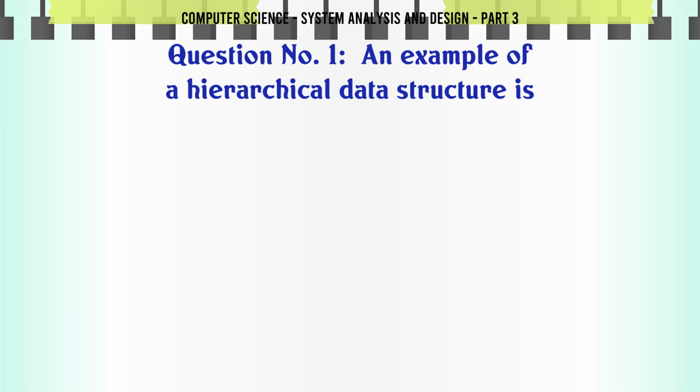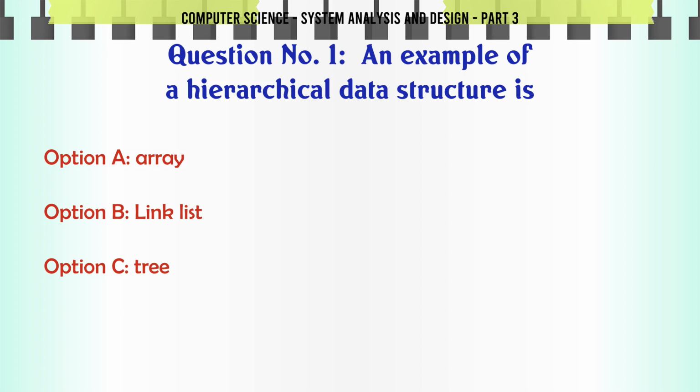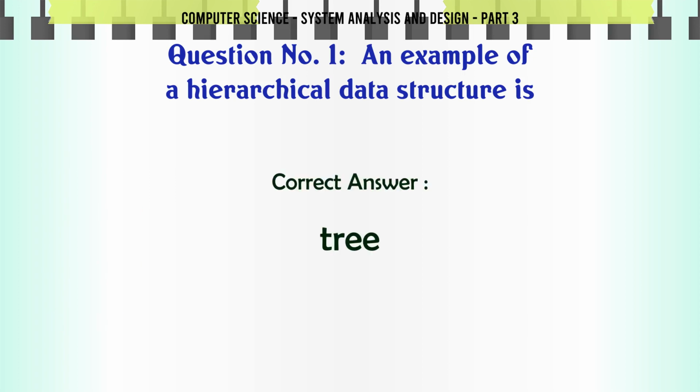An example of a hierarchical data structure is: A. Array, B. Linked list, C. Tree, D. Ring. The correct answer is tree.